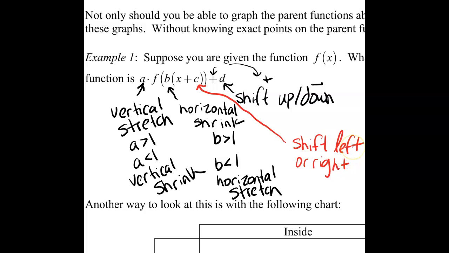So again, it's still on the inside. It's going to be the opposite of what we think it is, because most of the time we want to say, hey, plus is going right. No, no, no. Plus on the inside actually shifts you left. So if it is positive, you are shifting left, versus if it's negative on the inside of your function, then it is going to be going right.